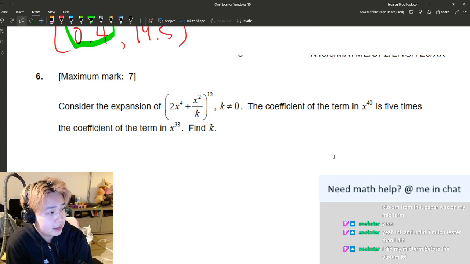Okay, what do we got? Binomial expansion, it seems. So the coefficient in the term that has x to the power 40 is 5 times the coefficient in this term. Find the value of k. Why are they doing this?